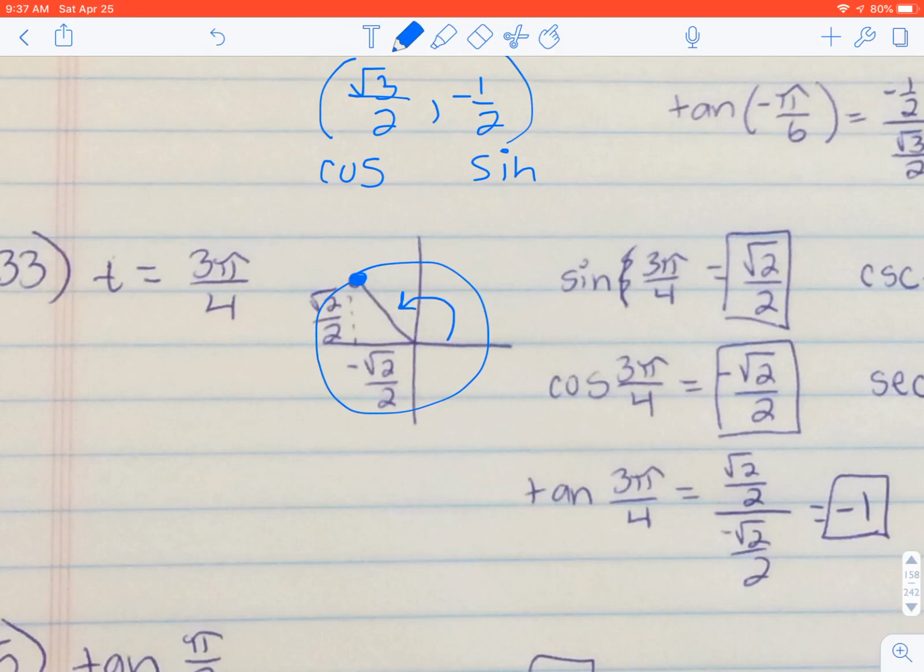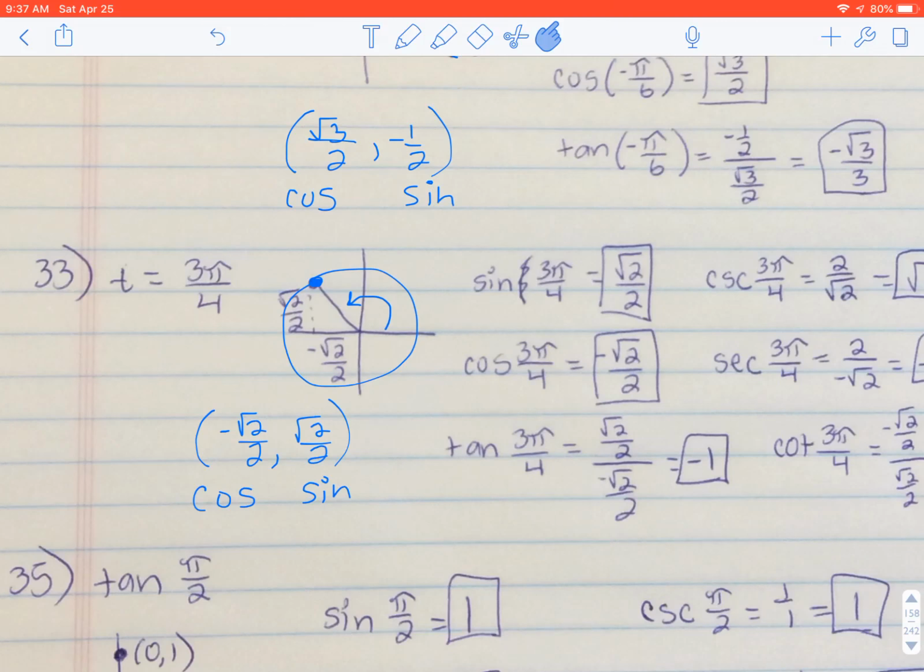It's right here. Okay, we're on quadrant 2, so our ordered pair for that is -square root 2 over 2, comma, +square root 2 over 2. This is our cosine, this is our sine. Okay? So your sine of 3 pi over 4, like I just mentioned, is square root 2 over 2. Your cosine of 3 pi over 4 is -square root 2 over 2. Your tangent of 3 pi over 4 is sine over cosine. So square root 2 over 2 over -square root 2 over 2. Okay, which reduces to -1.